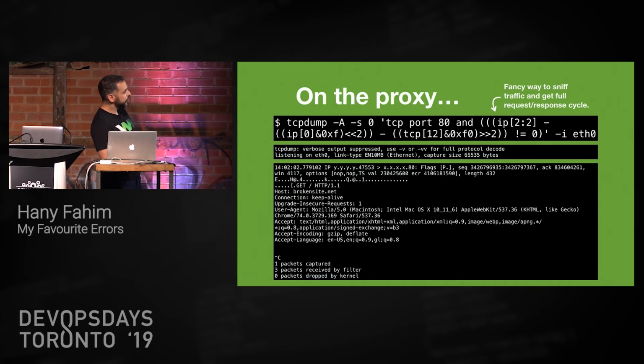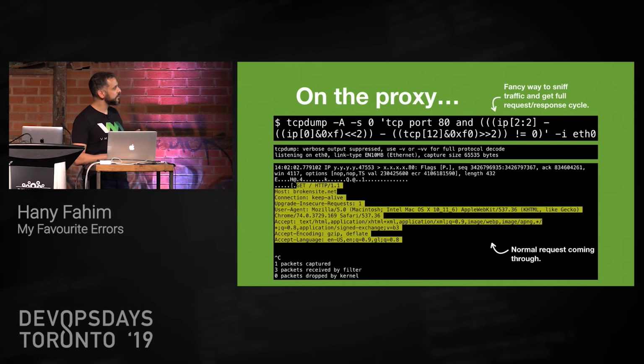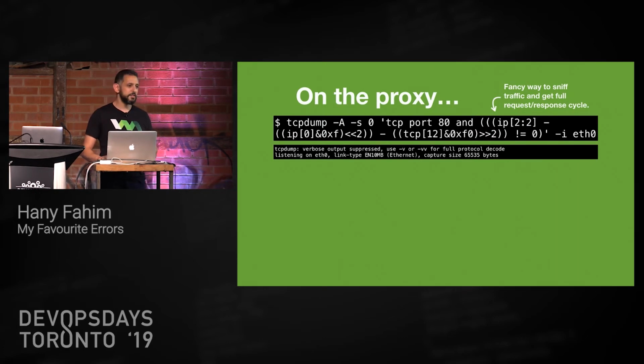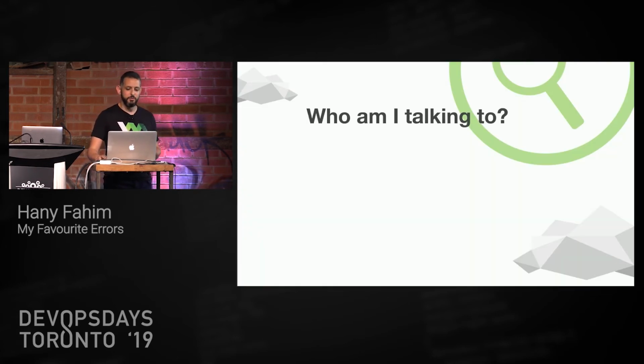So under normal circumstances, you would see something like this. And this highlighted area over here is the entire request cycle. You see your GET request along with all the other headers over there. But when I tried it myself in this circumstance, you get absolutely nothing. Absolutely nothing came through. So who the heck am I talking to then? Where is my manual request?